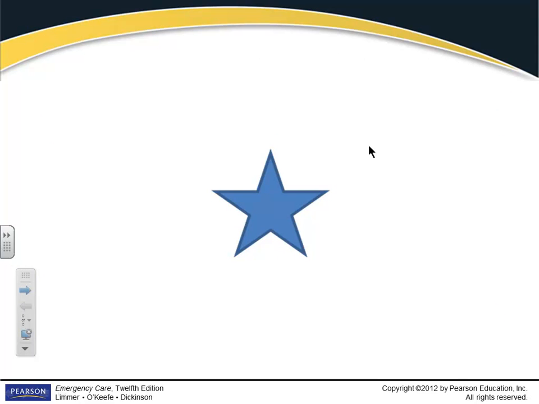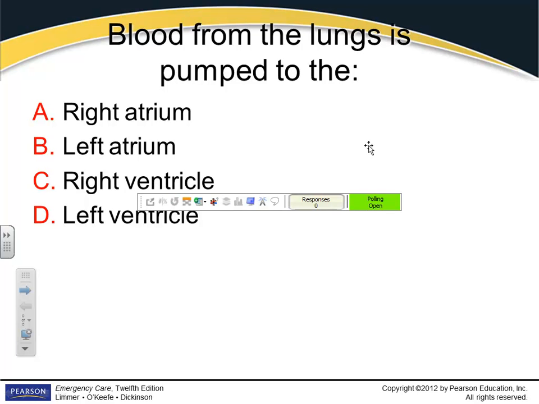All right, y'all ready? I think that's what that star means. Blood pumped from the lungs is pumped to the, why is that thing up top? Polling's open, so let's hear it, guys. Okay, what's the deal?